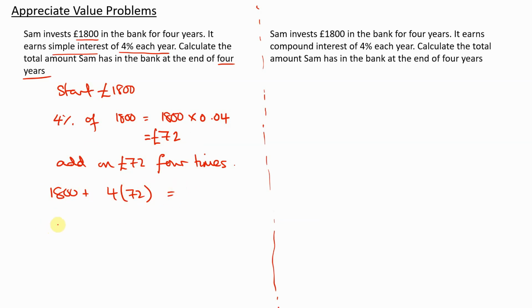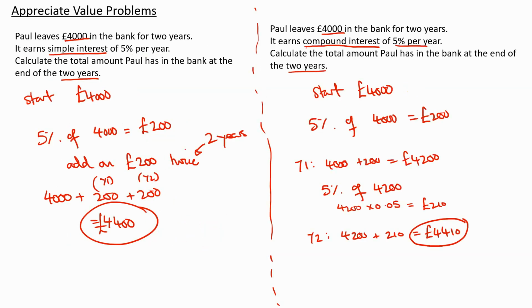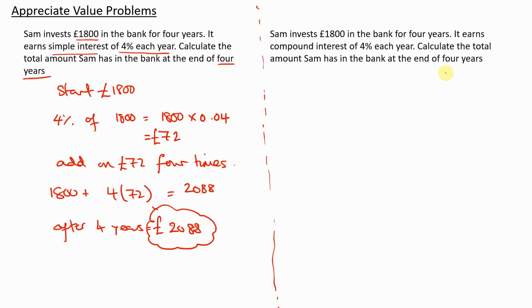So at the end of 4 years, after 4 years, we are going to have £2,088 in our account. If we think back to our method of the slide before, we calculate the percentage each time. When we start looking at 4 years, that's going to be a lot of work and a lot of room for making a mistake. I'll do it that way, and then I'm going to show you a quicker way afterwards.